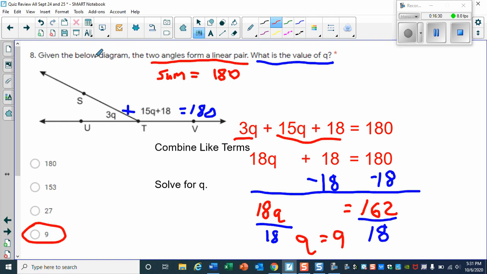Great. Linear pair. That's your key connection. Linear pair. The sum equals 180. So you first will add your two expressions. In this case, it's just 3q plus 15q plus 8. Just like before, combine like terms.